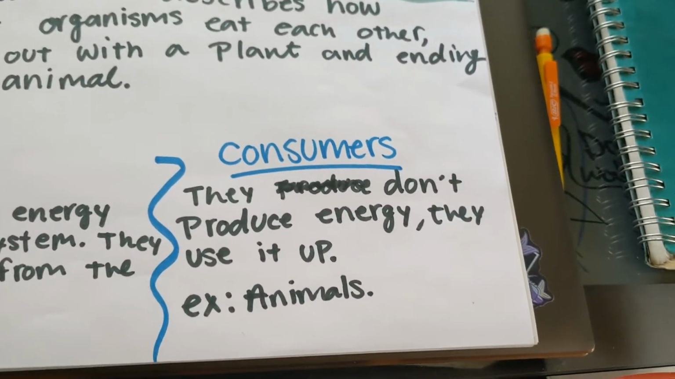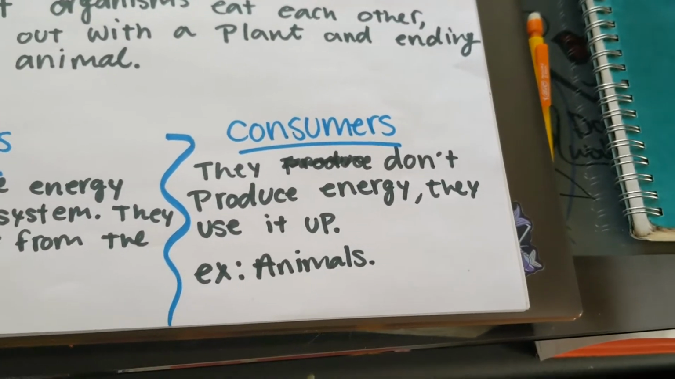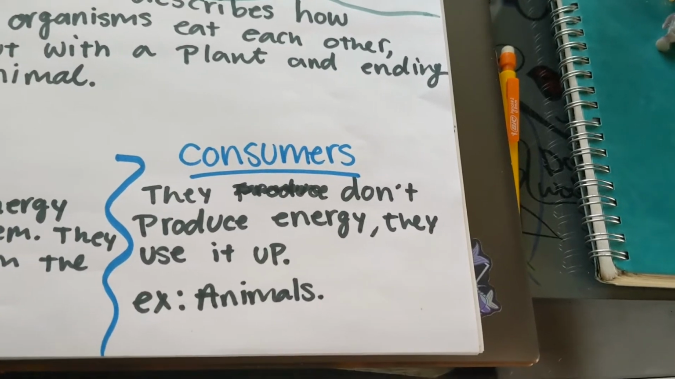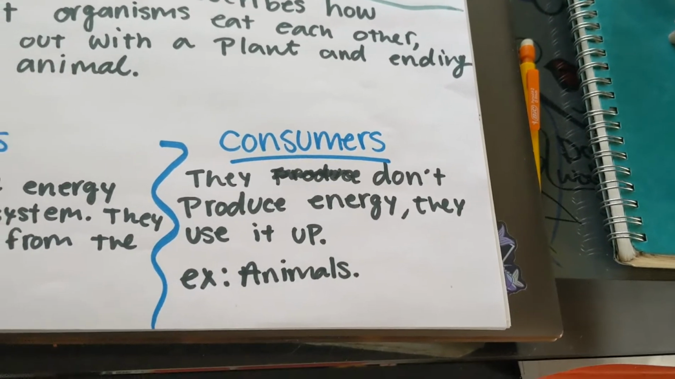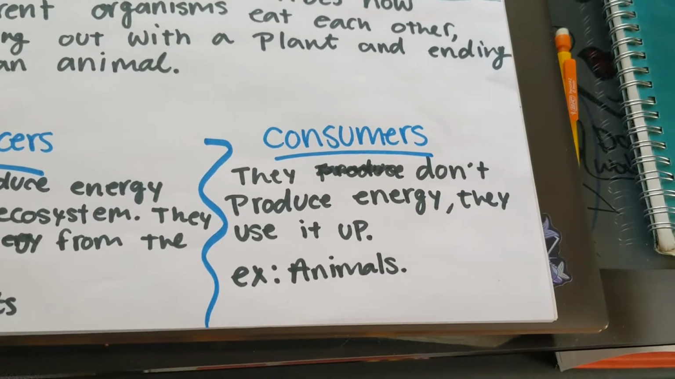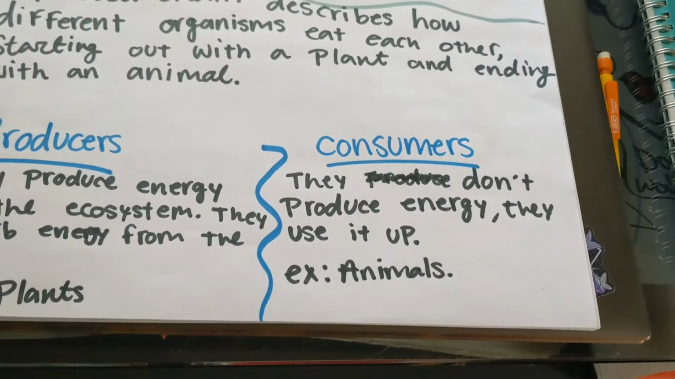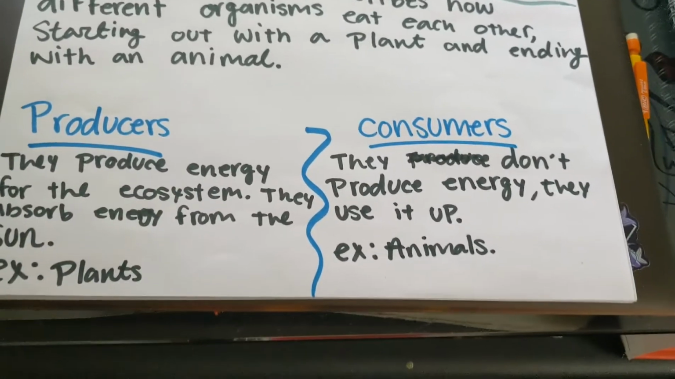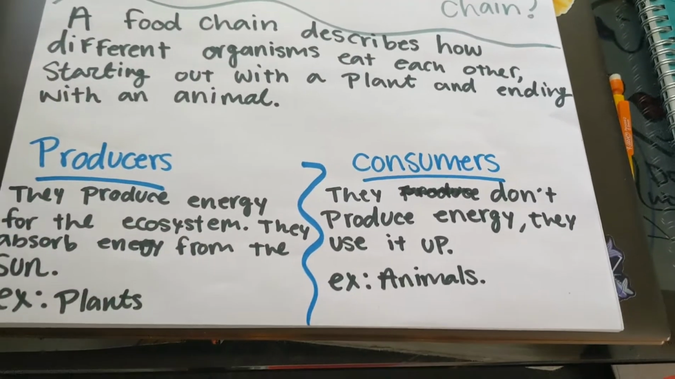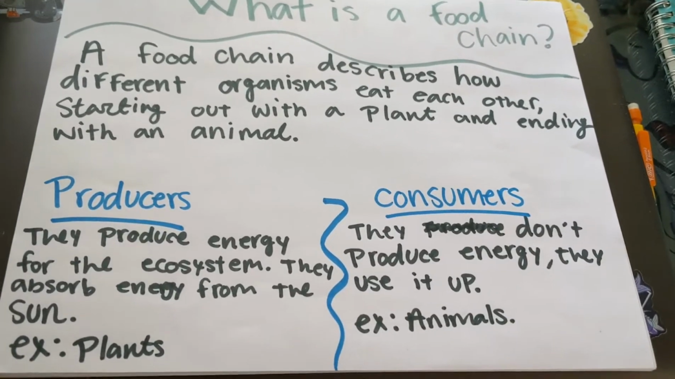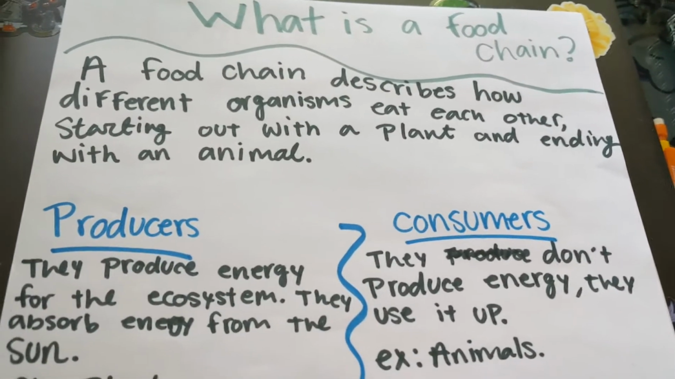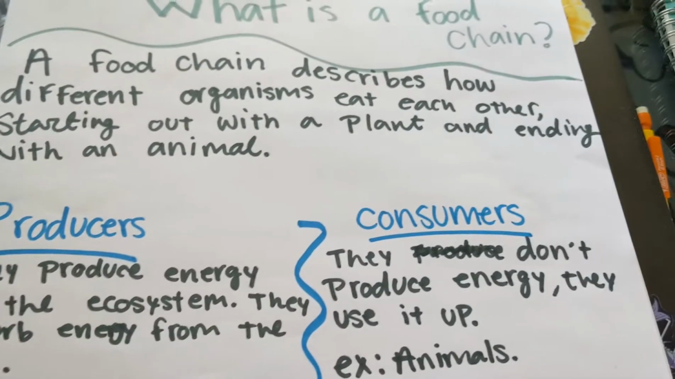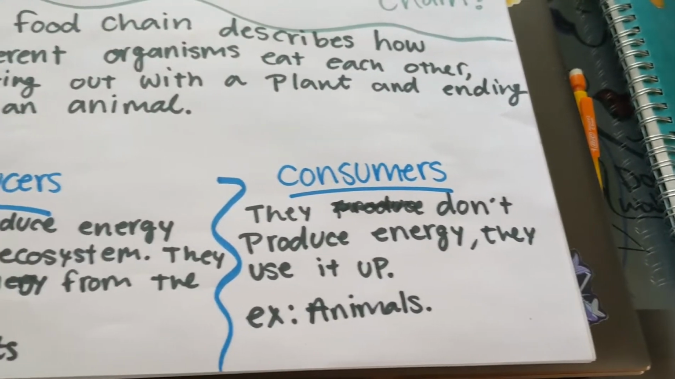A consumer doesn't produce the energy, they use it up. So they actually grab the energy from a producer. I'll be telling you how that works, okay? And an example, of course, is an animal, and it can be any animal: dog, cats, lions, zebras, giraffes, sharks, sheep, any animal that you can think of is going to be a consumer. Okay, so we can read this again. A food chain describes how different organisms eat each other, starting out with the producer and ending with a consumer, which is an animal.